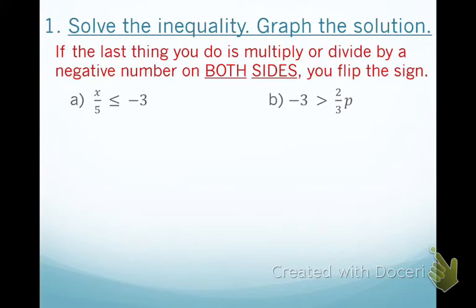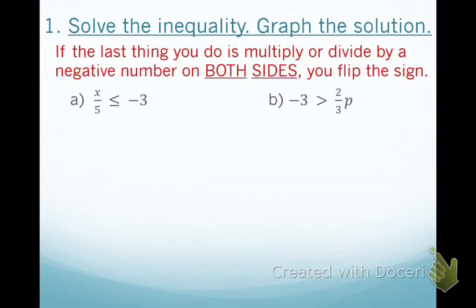Okay, so today's notes, we're going to be solving the inequalities and graphing the solutions just like we've been doing the past few days. But the new idea is this idea in red. Guys, read to me what it is that you just wrote down. If the last thing you do is multiply or divide by a negative number on both sides, you flip the sign. Okay, so let's see what we've got to do.